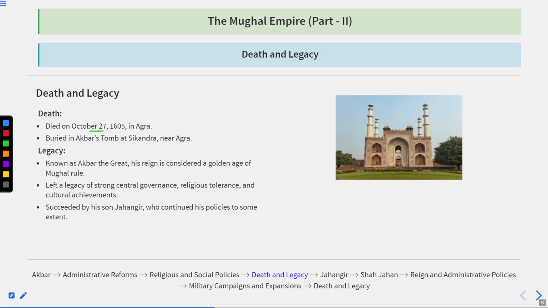Next, death and legacy. On October 27, 1605 in Agra, he died, and he was buried in Akbar's tomb at Sikandra near Agra. Akbar was known as Akbar the Great. His reign is considered a golden age of the Mughal Empire, as there were 9 famous personalities known as the Navratnas during the time of Akbar.